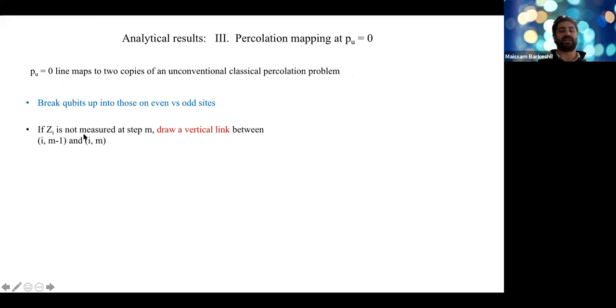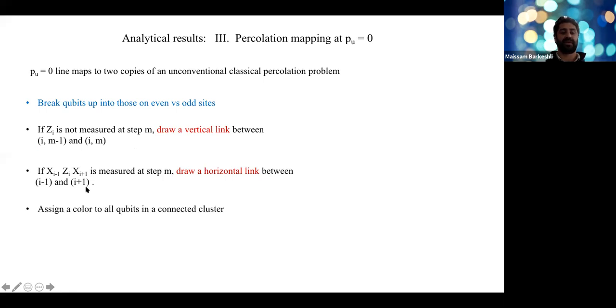If Zi is not measured at step m, then we draw a vertical link between i at time m-1 and i at time m. If XZX is measured at step m, then we draw a horizontal link between i-1 and i+1. And then we assign a single color to all qubits that are in a connected cluster.